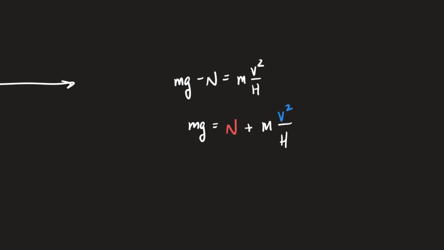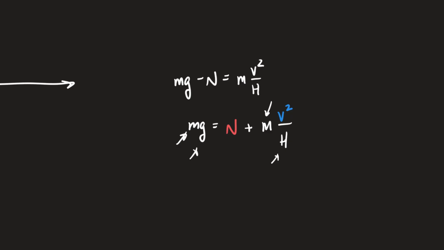Now, all the things in white are fixtures of the track and the car, right? This is the mass of the car. It's not changing while the car is going along the track. This is gravity. It's not changing as the car is going along the track. h is how big the track is, how round the track is. It's not changing. And m, again, the mass of the car. But v can change, right?